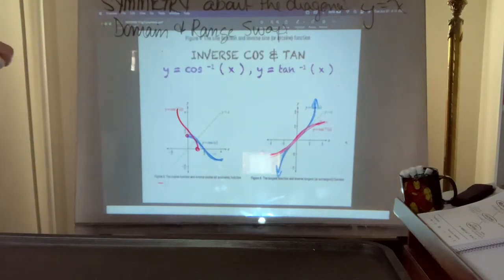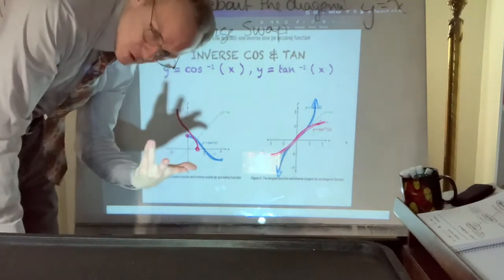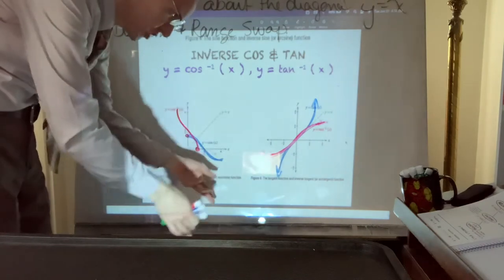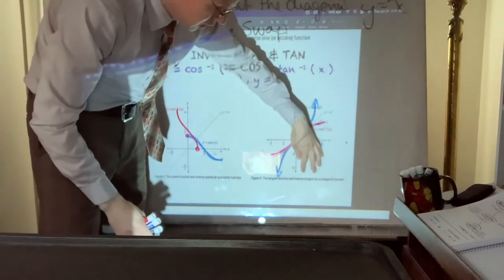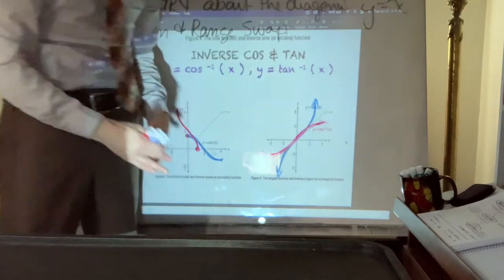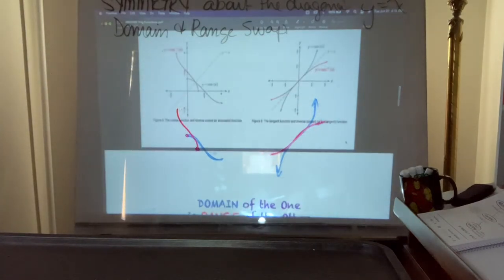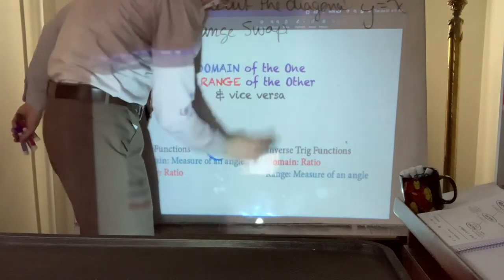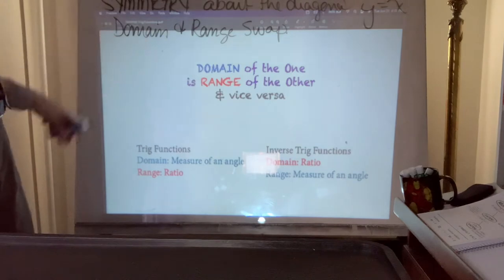What's being mentioned down here is, again, the alternative for saying the word inverse is to say arc whatever it is. So if it's cosine, it's arc cosine instead of inverse cosine. Same difference. Instead of saying inverse tangent, you could say arc tangent. Now, what is true is exactly what I just stated: the domain of the one is the range of the other and vice versa.